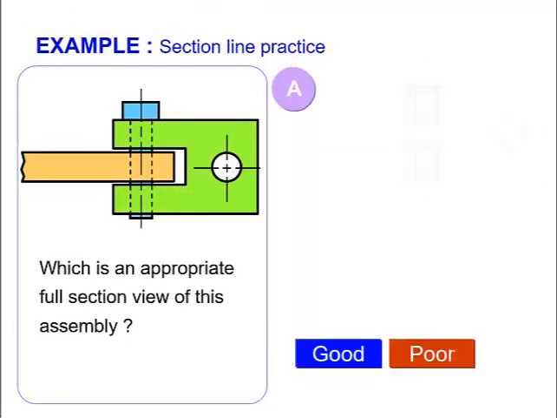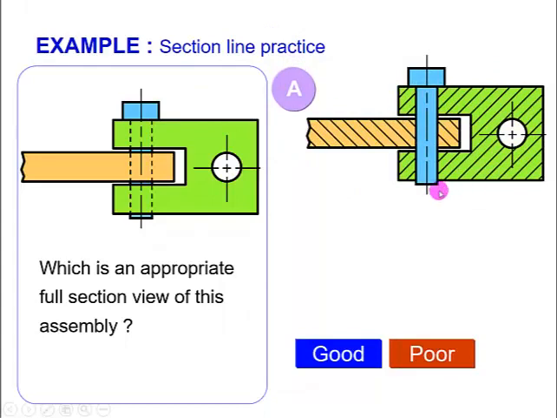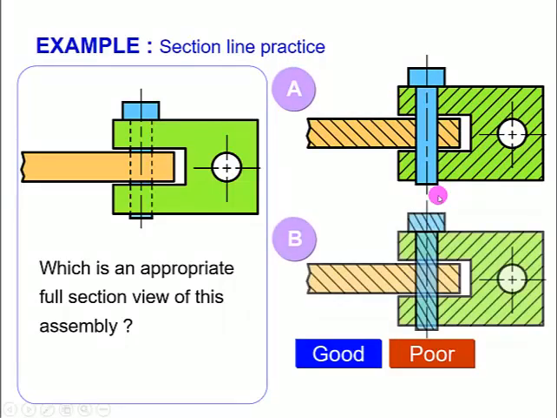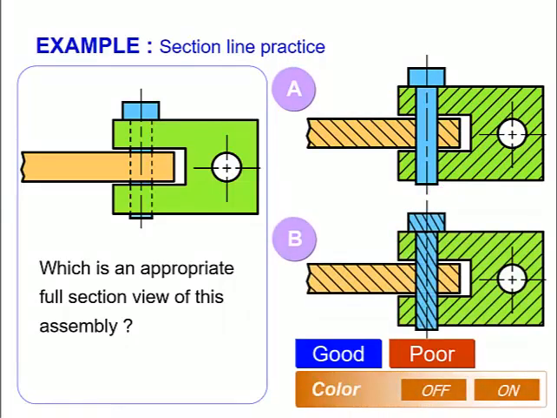So which one is the appropriate one, A or B? From what I have said, pin, key, fastener, washer, no section line, so we go with A. B is poor, we don't need a section line on the pin. And when we have no color, if we go like this, it is more clear on the pin.